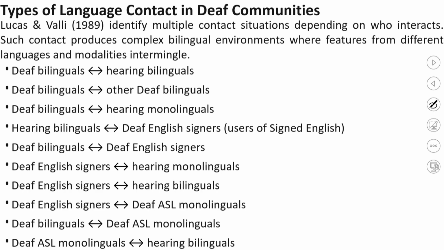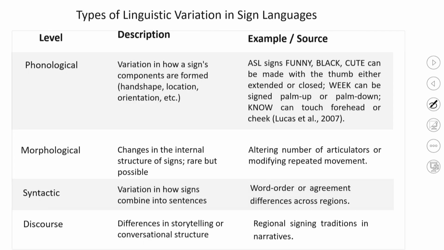That is why we need to understand all the different possibilities. Now, like any other spoken language, sign language also has variations of types. So, phonological, morphological, syntactic and discourse variations are all there. Phonological variation is variation in how a sign's components are formed. In this case the components are hand shape, location, orientation and so on, because we are talking about signing, not speaking.